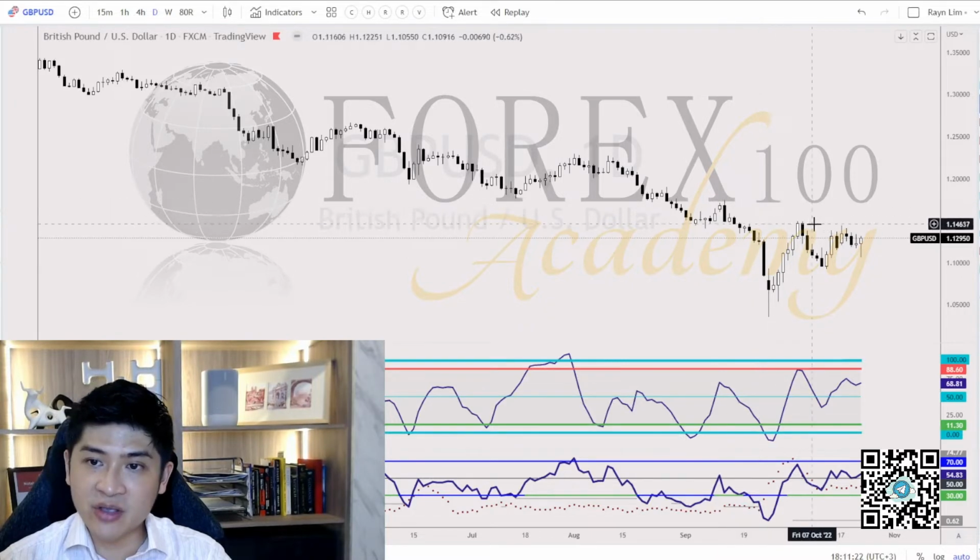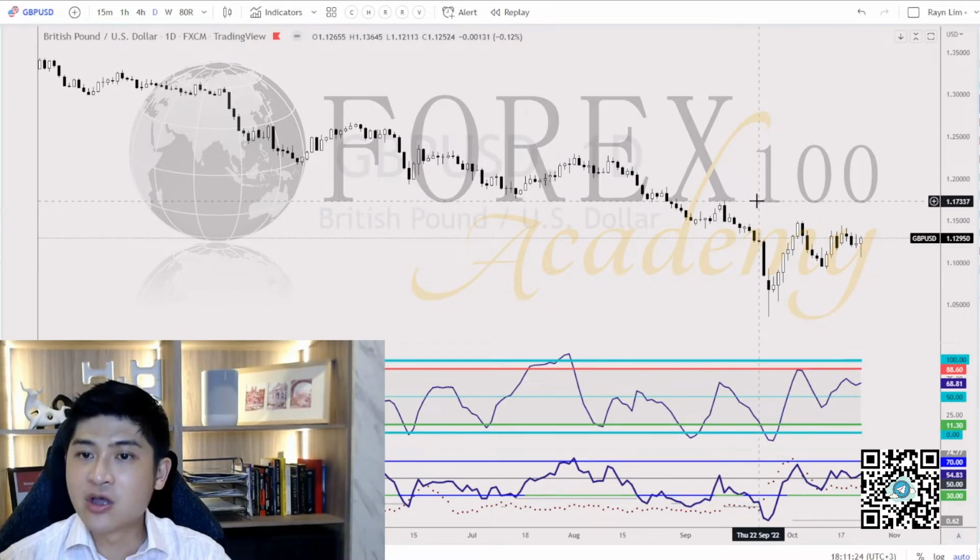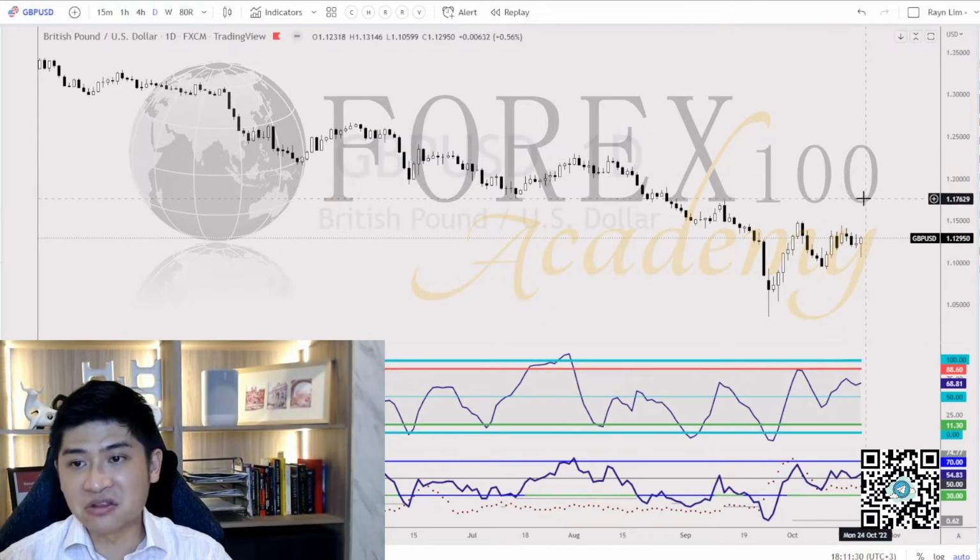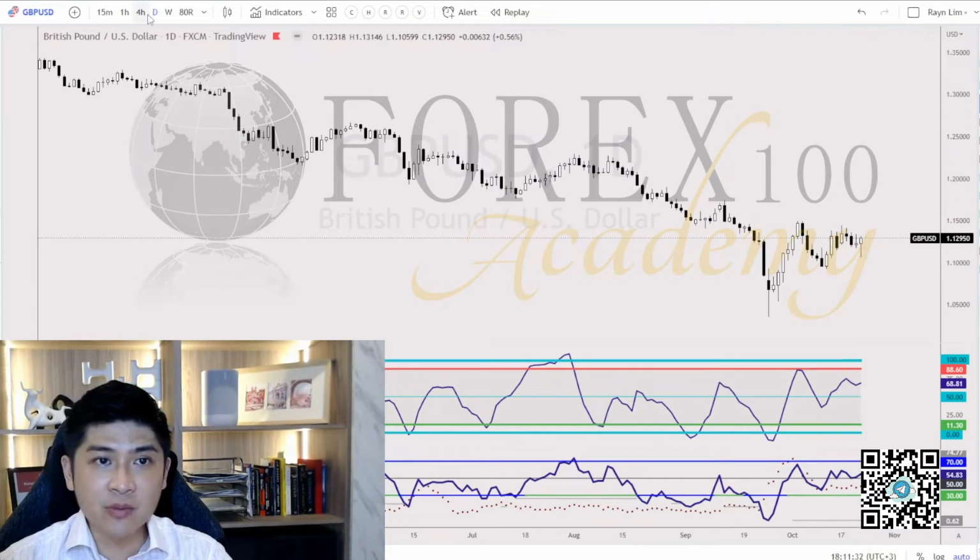And of course, if you're looking for a buying opportunity, you have to wait for the market to break and close above 1.1748. Then you can wait for a retracement for your buying opportunity.